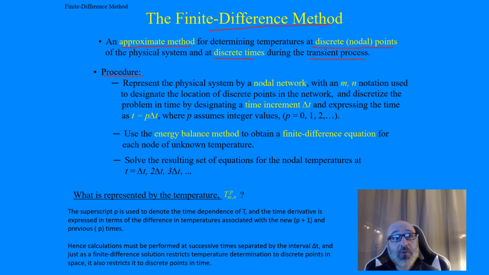For our procedure, we want to represent the physical system by a nodal network. Within this nodal network, we want to utilize the m,n notation to designate the location of these discrete points within the network. Then we want to discretize the problem in time. We do this by designating a time increment, our delta t, and expressing the time as t equals p delta t, where p assumes integral values: p equals 0, 1, 2, and so on.